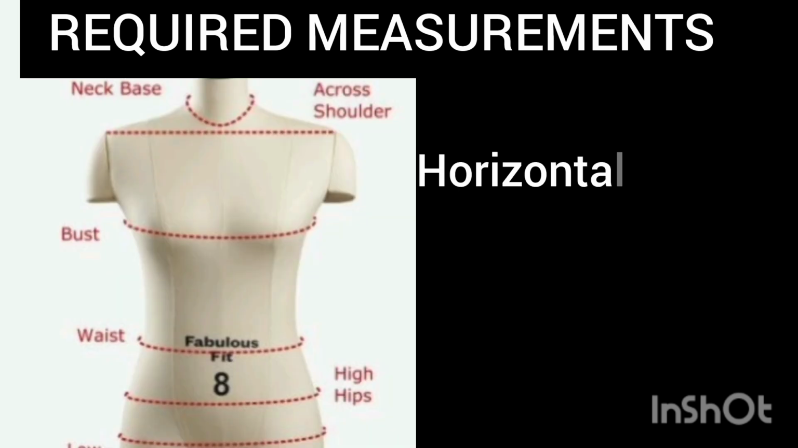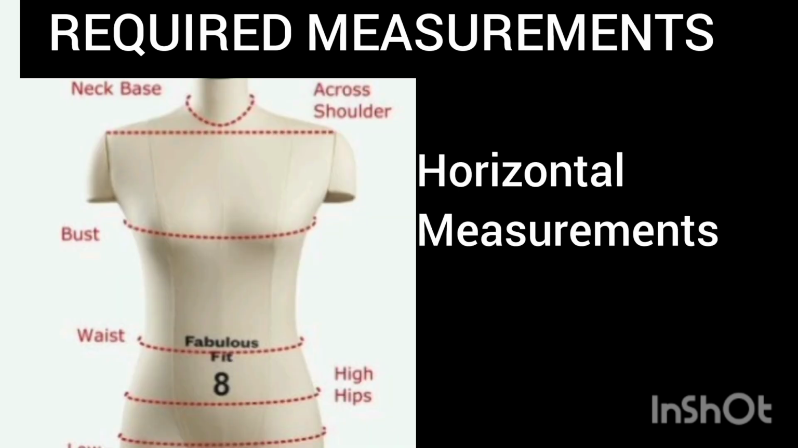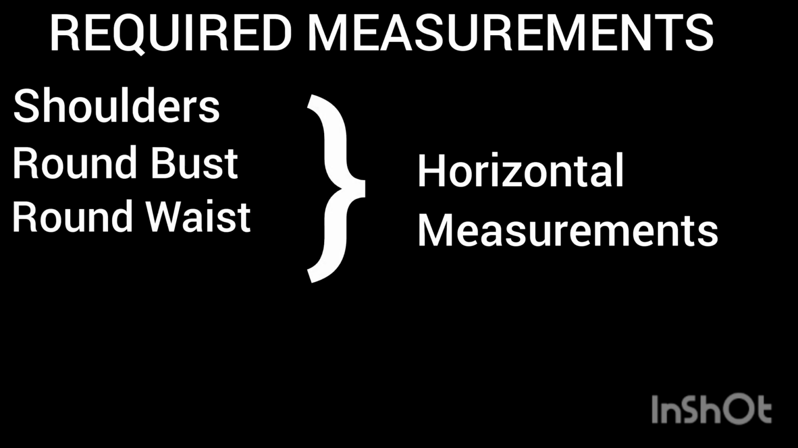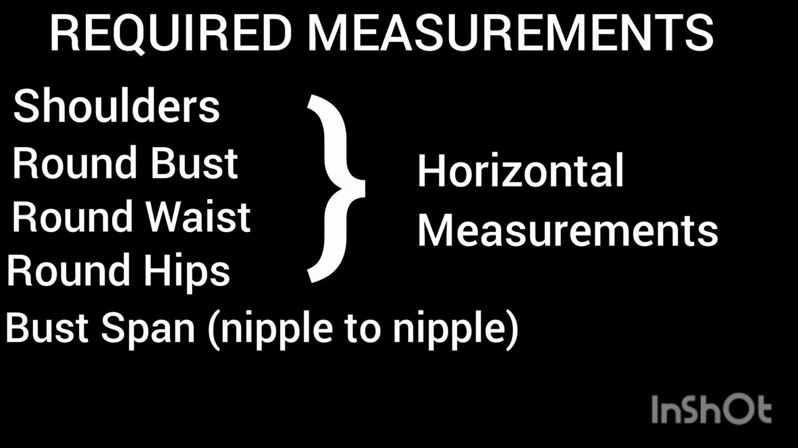The horizontal measurements are measurements that are taken around your body, and this includes the shoulders, the round bust measurement, the round waist measurement, the round hips measurement, and also the bust span measurement, which is also known as the nipple to nipple measurement.